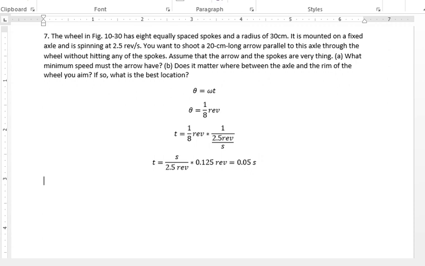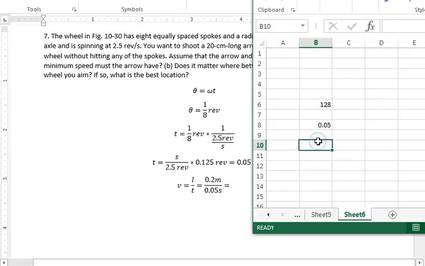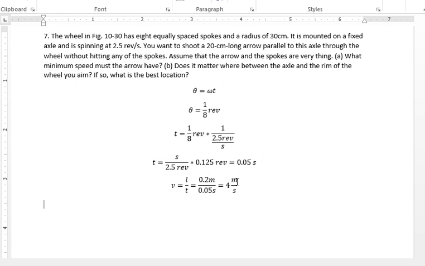What minimum speed must the arrow have? The velocity of the arrow needs to be its length divided by the amount of time we have, right? And so 0.2 meters divided by 0.05 seconds, and so the arrow needs to be going at least 4 meters per second to make it through.